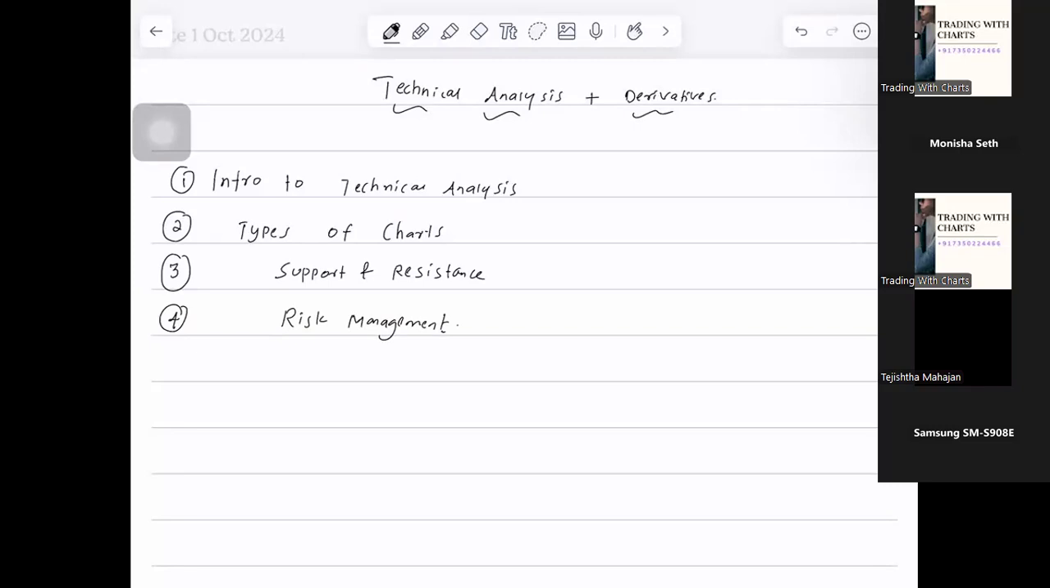Now, basically in this course, you will learn how to properly analyze any chart, any stock graph. So you will be a pro at taking swing trades after this course, and also intraday trades.